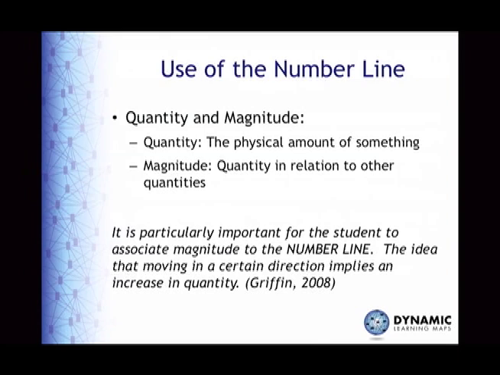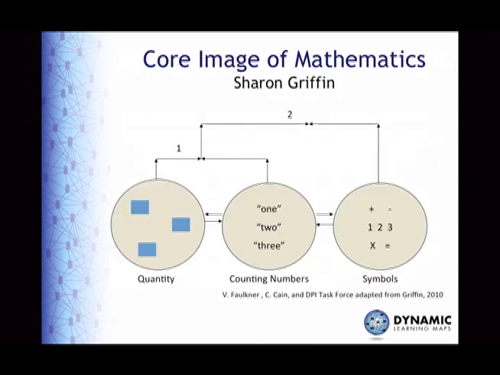The first one being quantity, which is the physical amount of something, and the second one being magnitude, the amount or quantity in relation to other quantities. It is important for students to associate magnitude to the number line, or more specifically, the idea that moving in a certain direction implies an increase in quantity. What Sharon Griffin and others found in their work with young students was that students must understand quantity in the earliest form of a number line in order to do simple tasks such as counting independently.